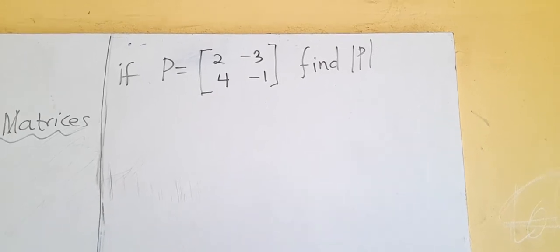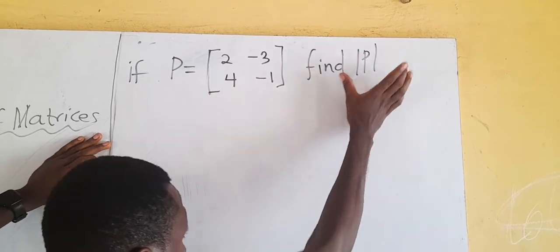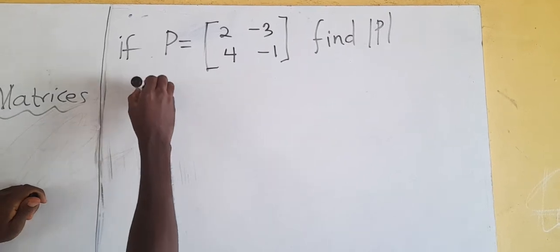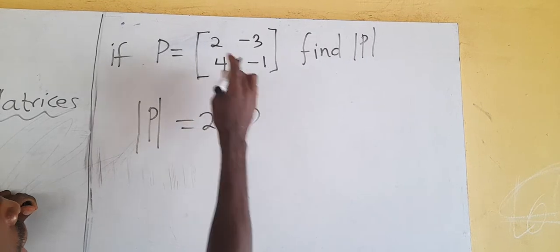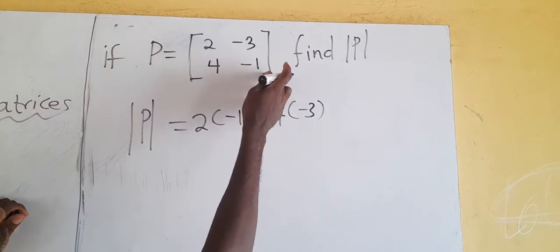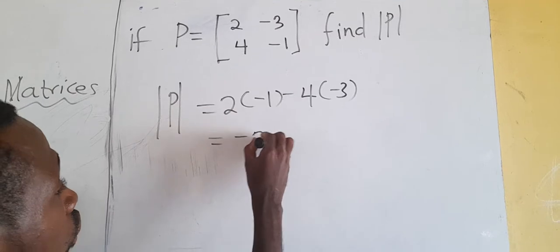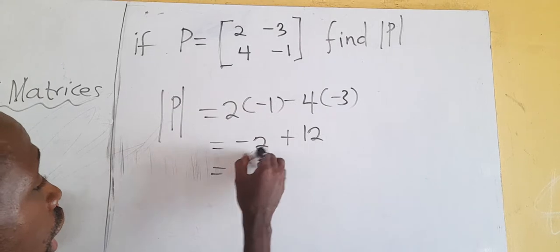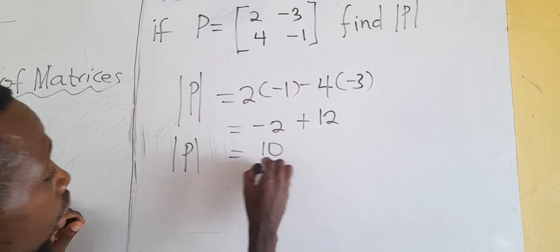So let's solve another question. They say if matrix P is equal to 2, negative 3, 4, negative 1, find the determinant of P. To find the determinant of P, it will be 2 times negative 1 minus 4 times negative 3. 2 times negative 1 will be negative 2. Negative 4 times negative 3 will be plus 12. Negative 2 plus 12 is 10. So the determinant of this matrix is 10.